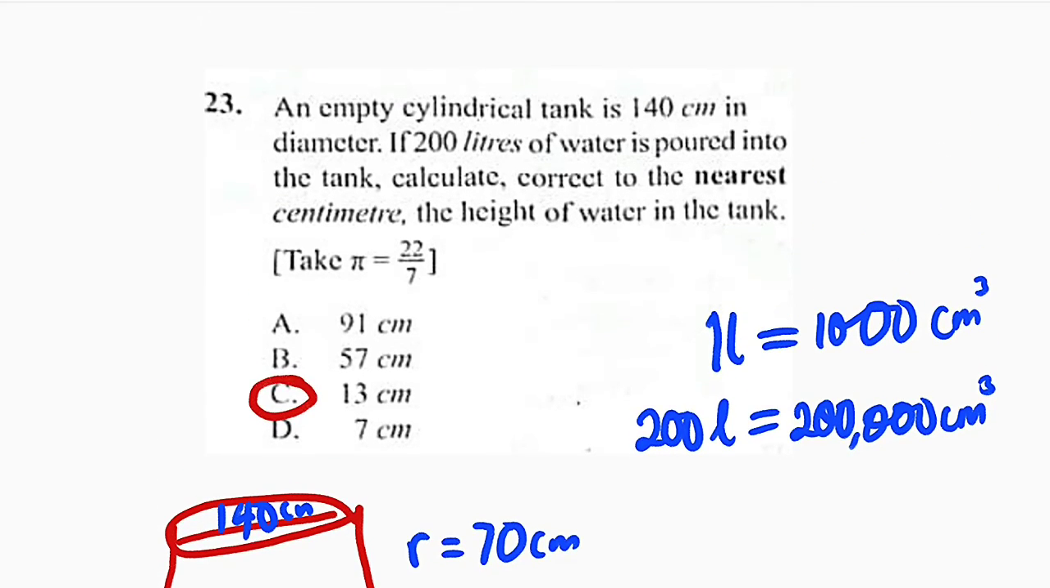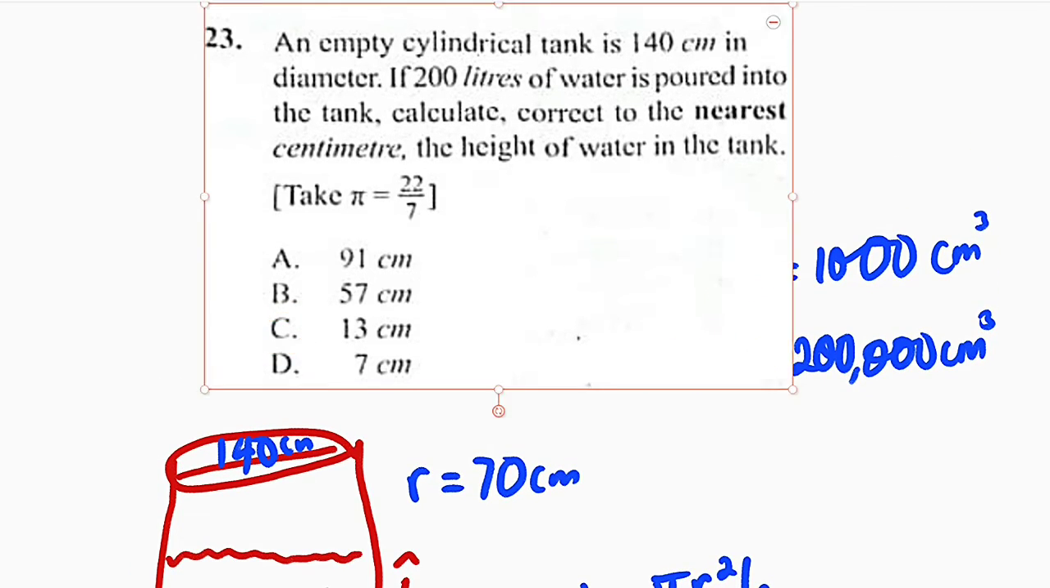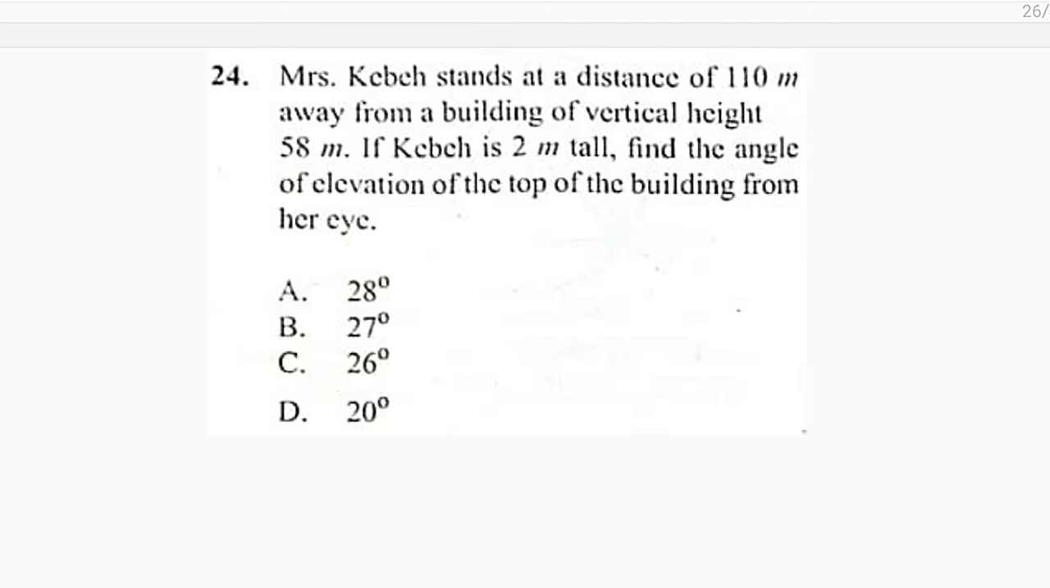Now let us move on to question number 24. All right, here is question number 24. The question reads, Mrs. Kebe stands a distance of 110 meters away from a building of vertical height 58 meters. If Kebe is 2 meters tall, find the angle of elevation of the top of the building from her eye.